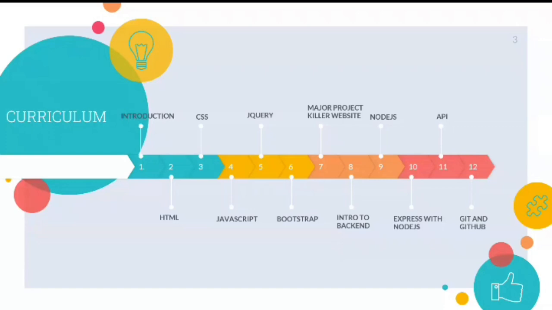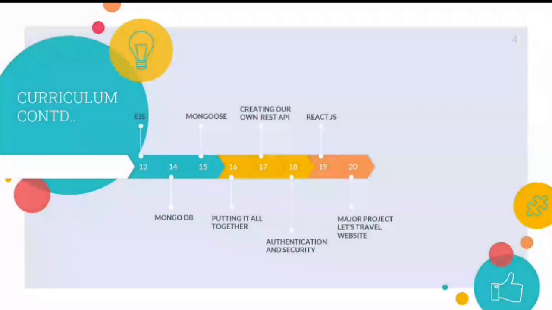After that, we have Git and GitHub. In this section, we will see what version control is in Git and how we can create a public repository and how we can share our source code with our friends or colleagues with the help of GitHub. Next one is EJS. In this section, we will see what embedded JavaScript is and how we can use this EJS and what the advantages of using EJS are.